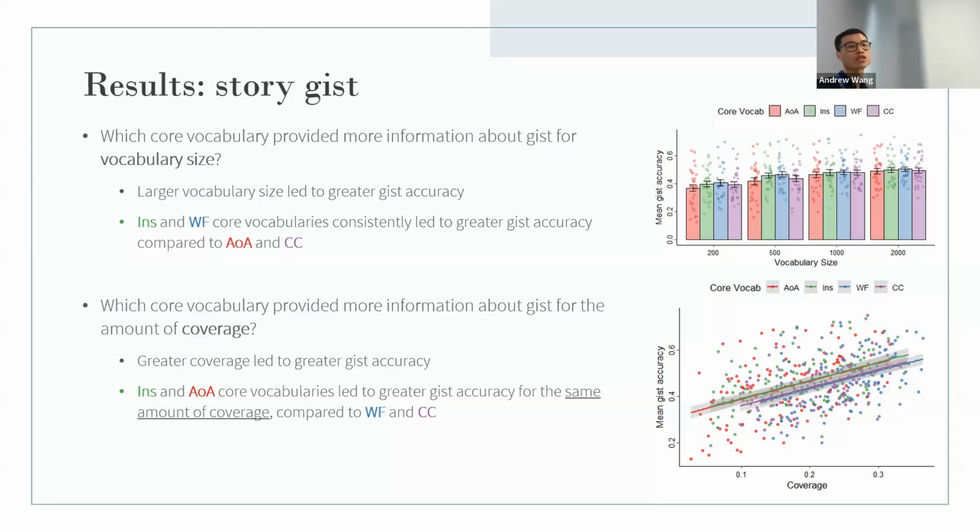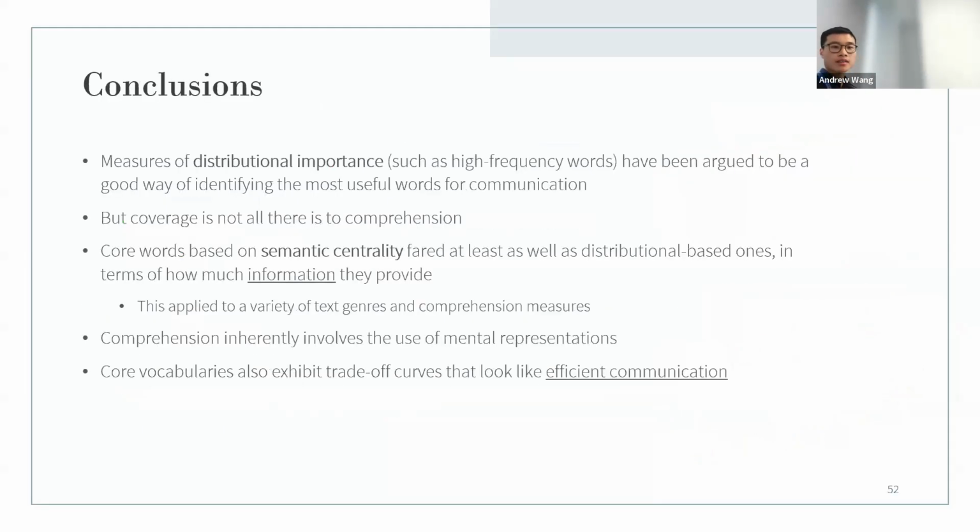And the results for comprehension questions are quite similar as well, but I'm not going to go into that now. So the conclusions here are that measures of distributional importance, such as high frequency words, have been argued to be a good way of identifying the most useful words for communication, but coverage is not all there is to comprehension. And accordingly, what we found is that core words based on semantic centrality fared at least as well as distributional based ones in terms of how much information they provide. And this applied to a variety of text genres and methods of measuring comprehension.